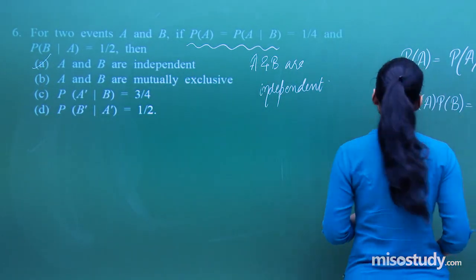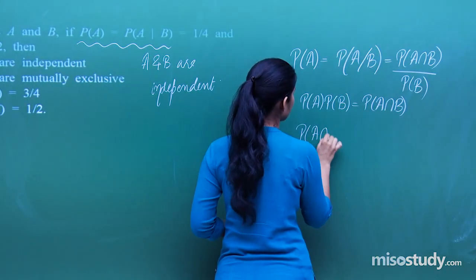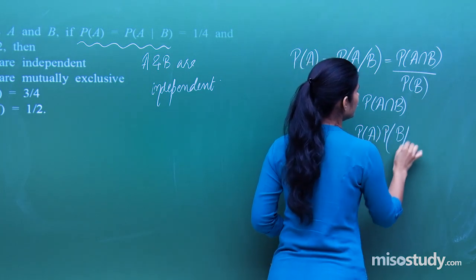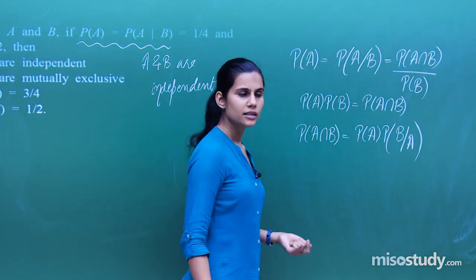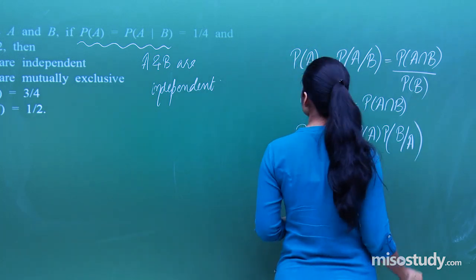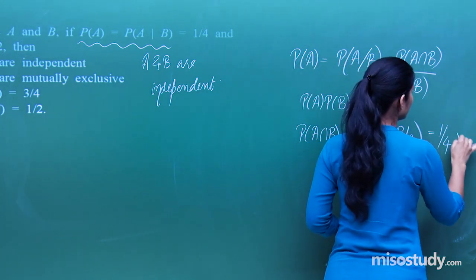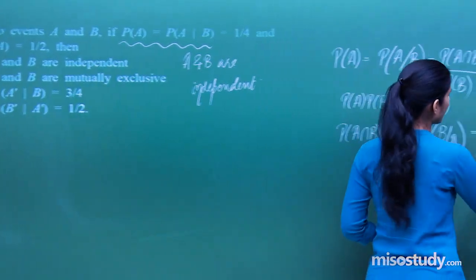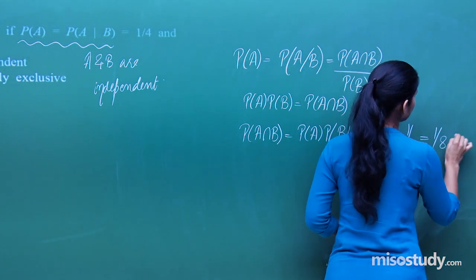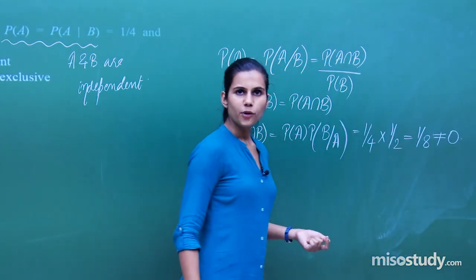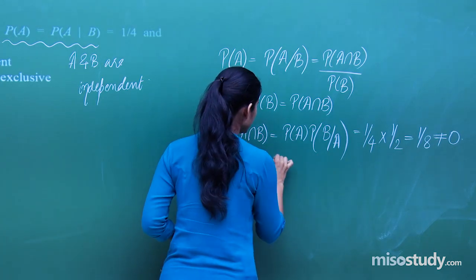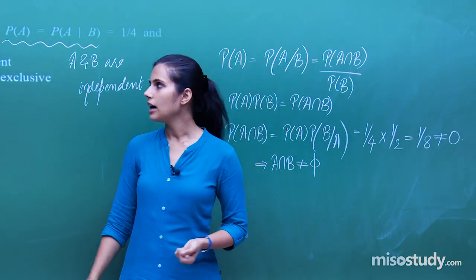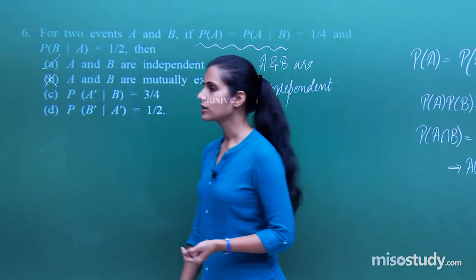Then you have A and B are mutually exclusive. So for this, if you talk about probability of A intersection B, I can write this as probability of A into probability of B by A. We've done this multiplication theorem on probability. Probability of A is what? Probability of A is given as 1 by 4 and probability of B by A is given as 1 by 2. So this becomes 1 by 8, obviously not equal to 0. If probability of A intersection B is not equal to 0, this means A intersection B is not equal to phi, which means A and B are not mutually exclusive.